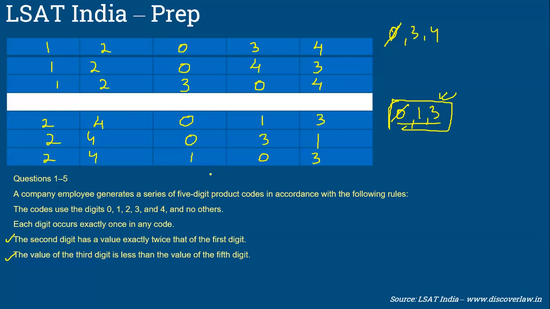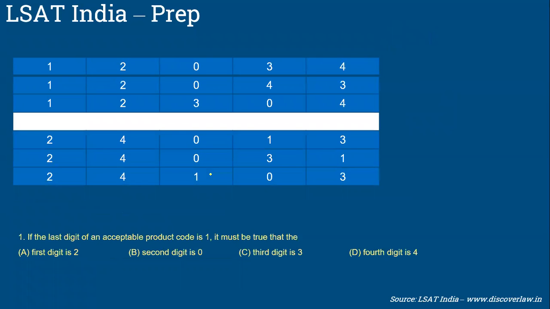So these are all my possible cases, and therefore it makes sense to make all the cases upfront, because now I can answer all the questions by looking at the table. That's it. Okay, so let's go to question number 1. If the last digit of an acceptable product code is 1, it must be true that. So first of all, you're talking about this case.